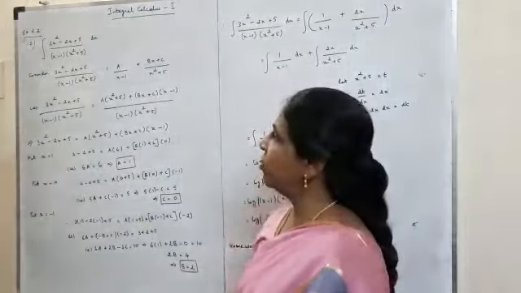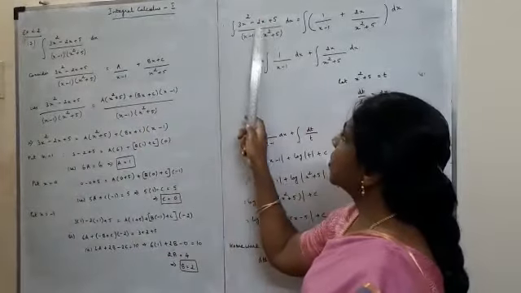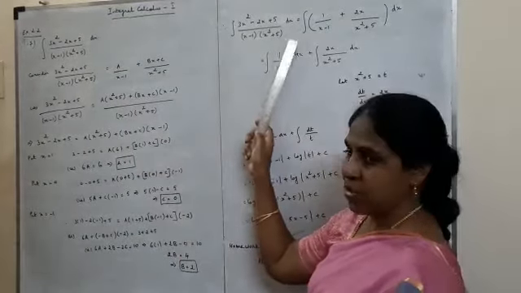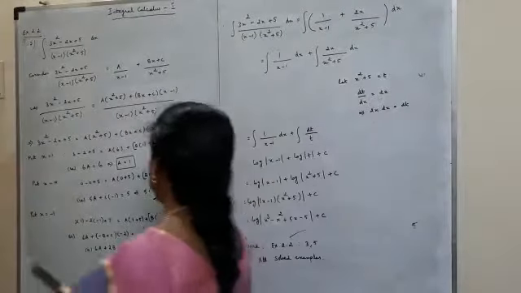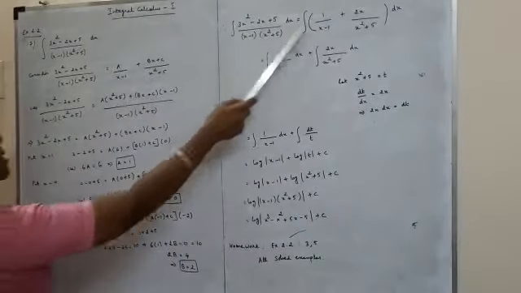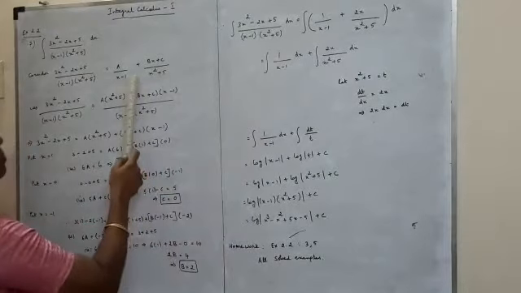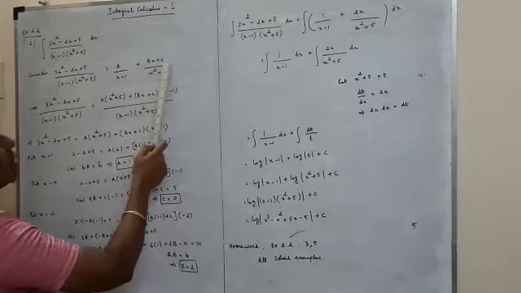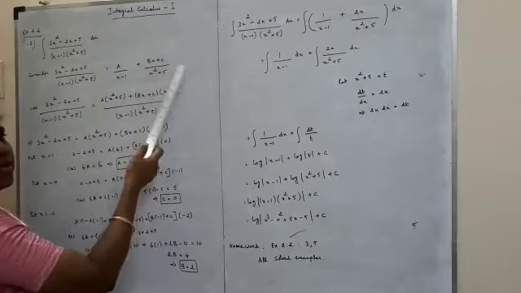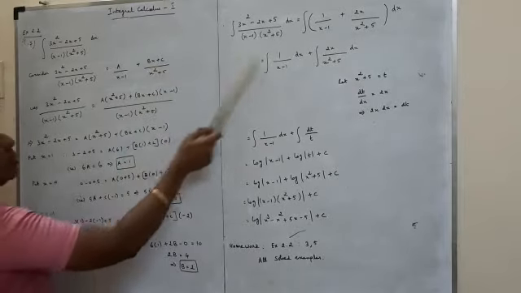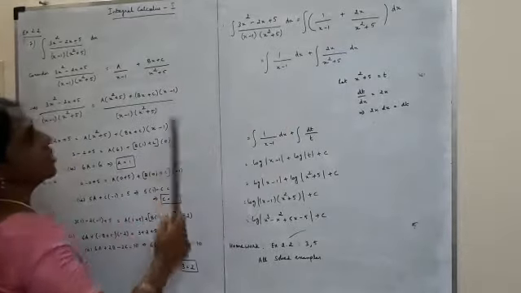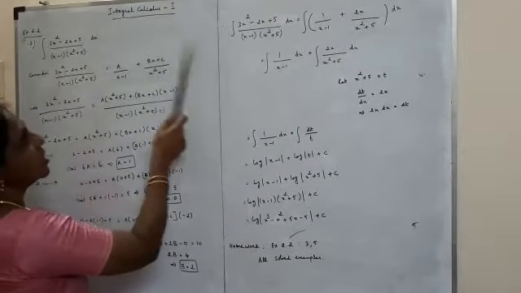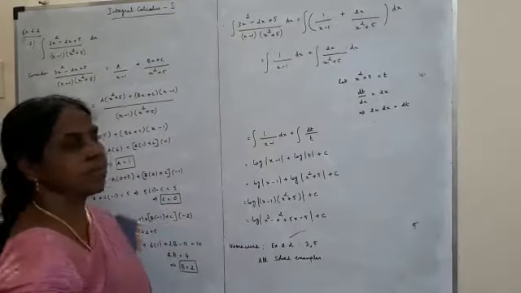So therefore integral of 3x square minus 2x plus 5 by x minus 1 into x square plus 5 dx is equal to a. What is your a? 1. So 1 by x minus 1 plus bx plus c. Your b is 2. So 2x plus your c is 0. So 2x plus 0. So it will be only 2x. So 2x by x square plus 5. The whole thing to be put under the integration. So integral of this into dx.